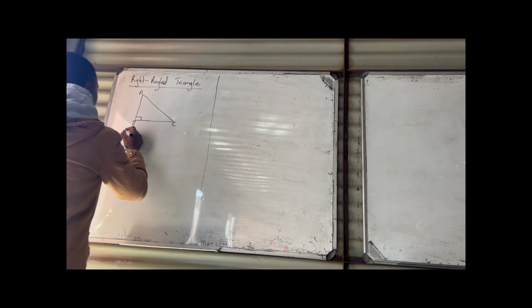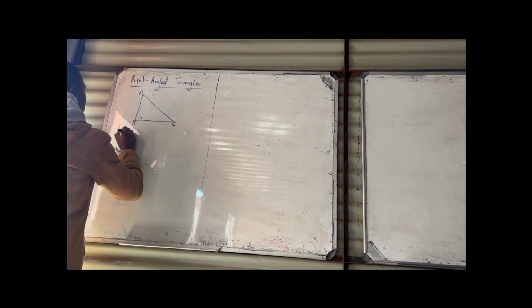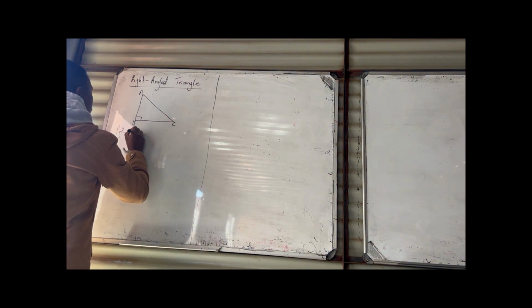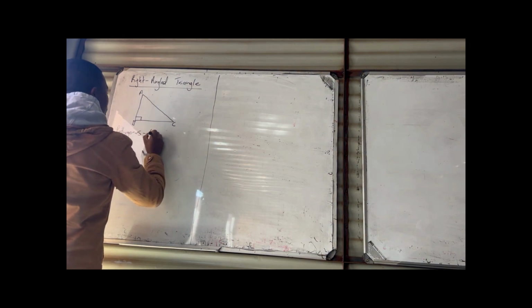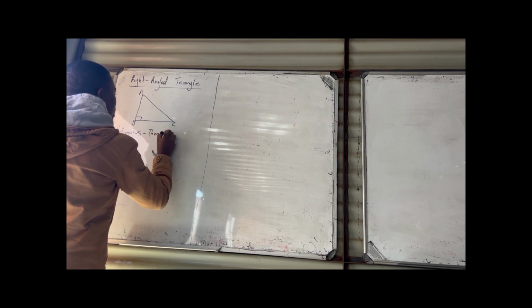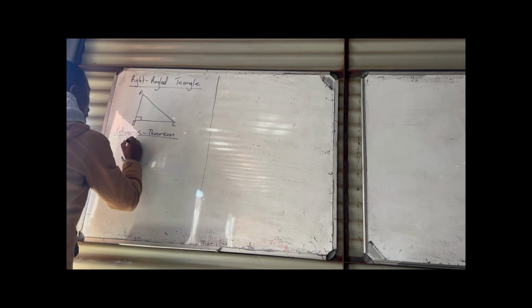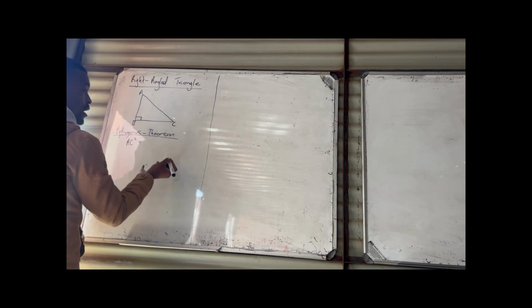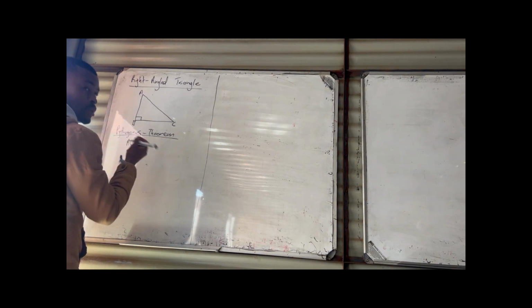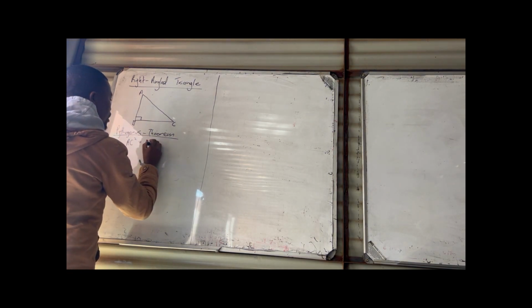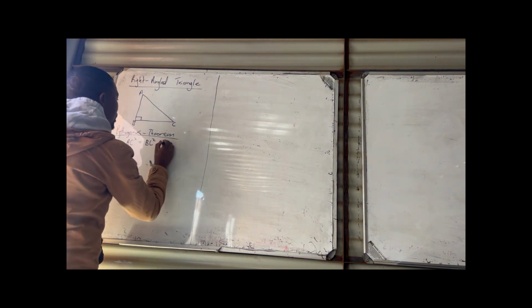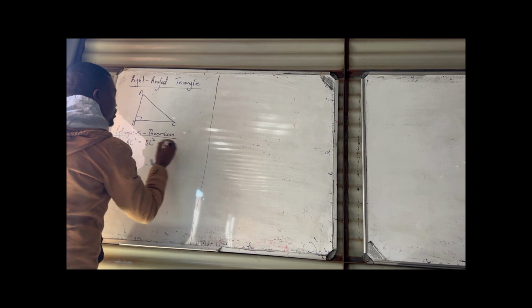Let's talk about more. We are applying the Pythagoras theorem. In Pythagoras theorem, we know AC squared is the sum of these two squared: BC squared plus AB squared.